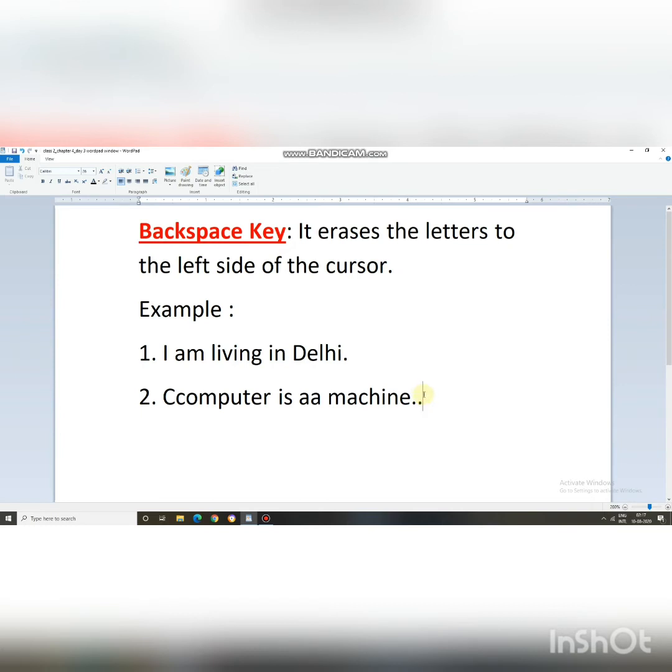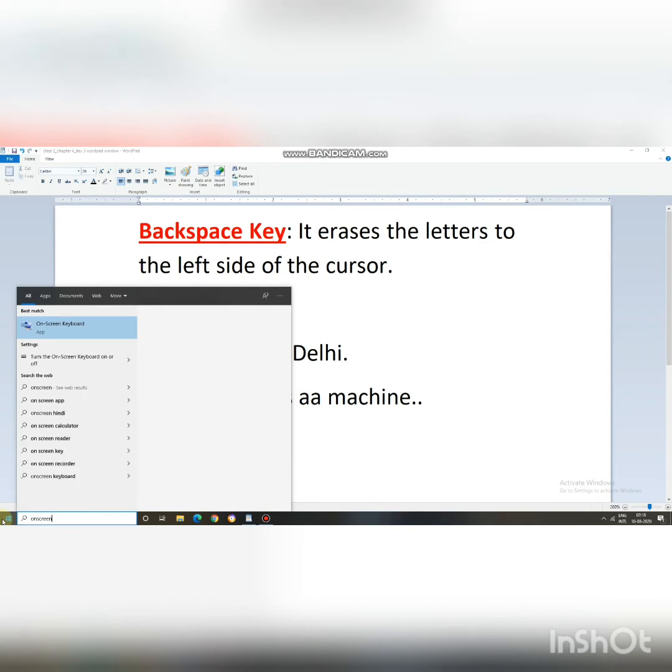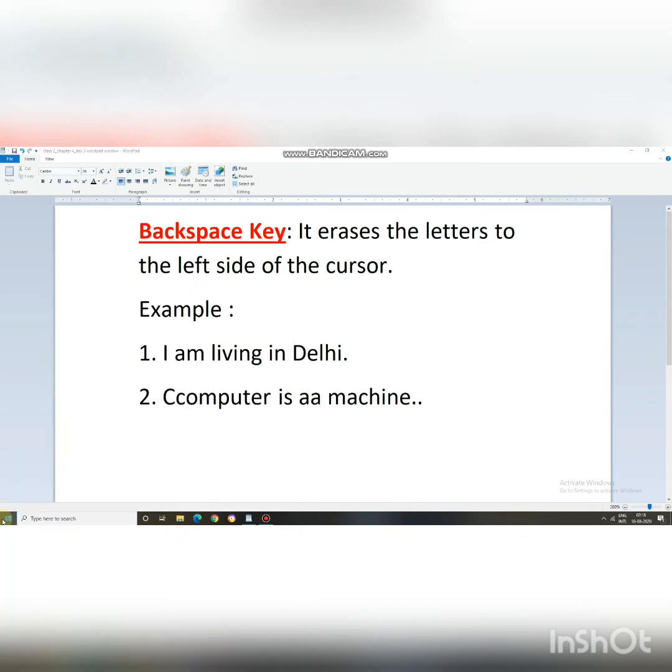Now, where is the cursor right now? Yes, it is blinking over here. Now, use the on-screen keyboard. Let's open the on-screen keyboard so that it is much more clear to you.